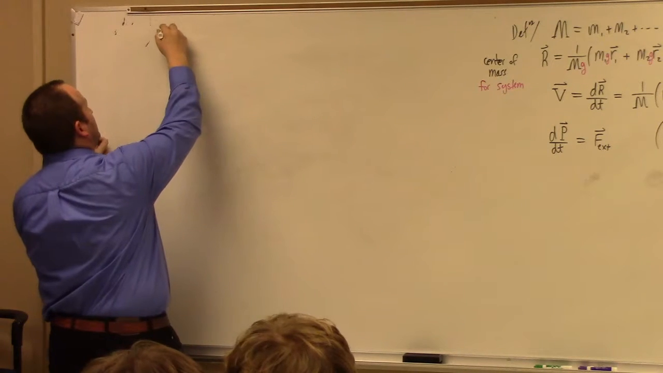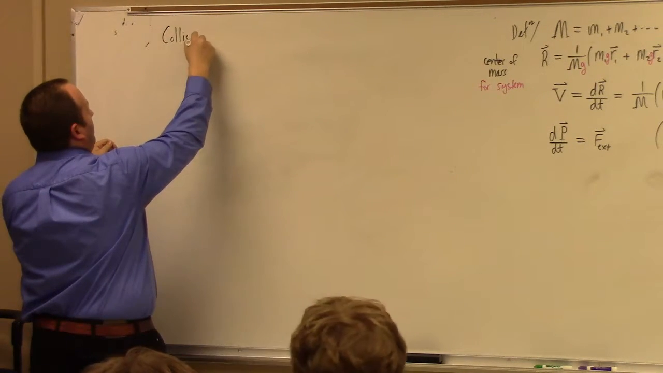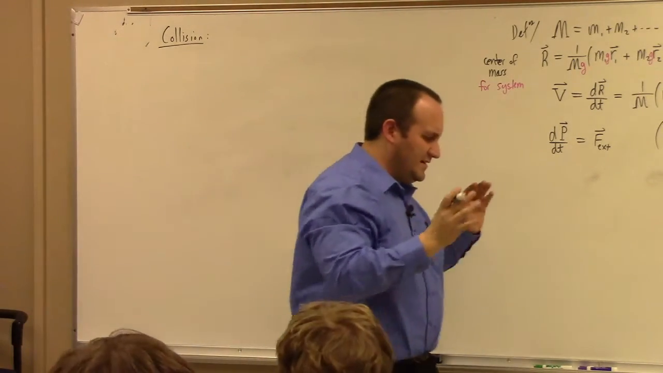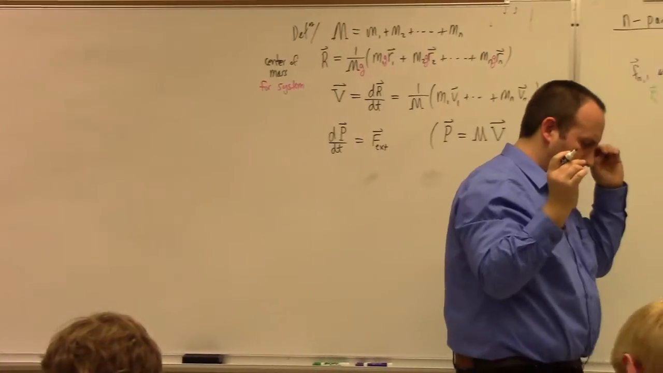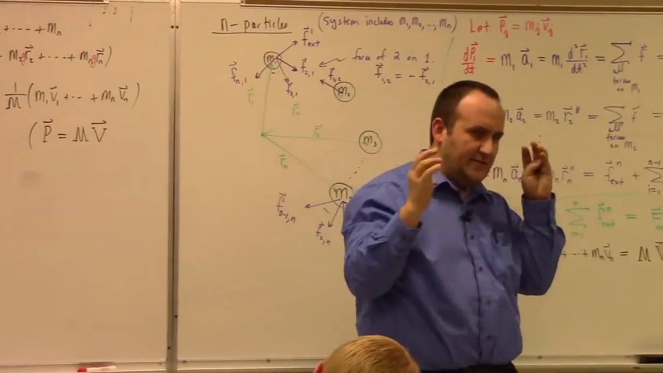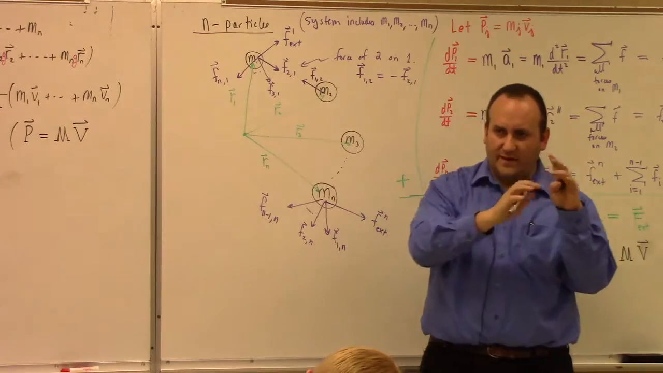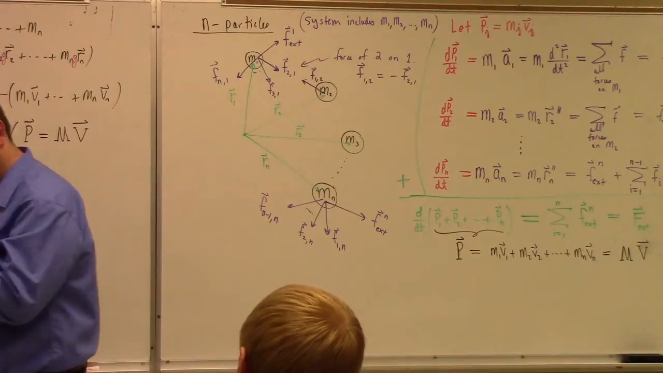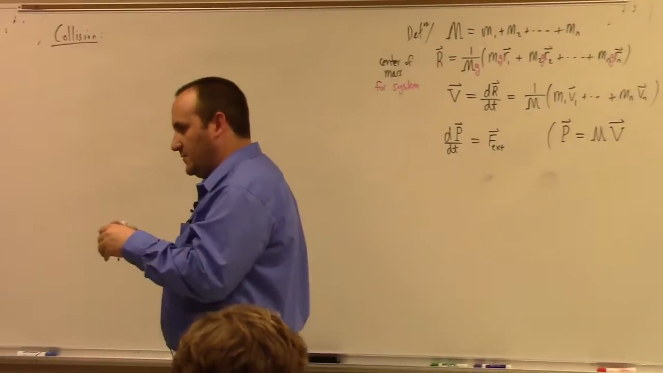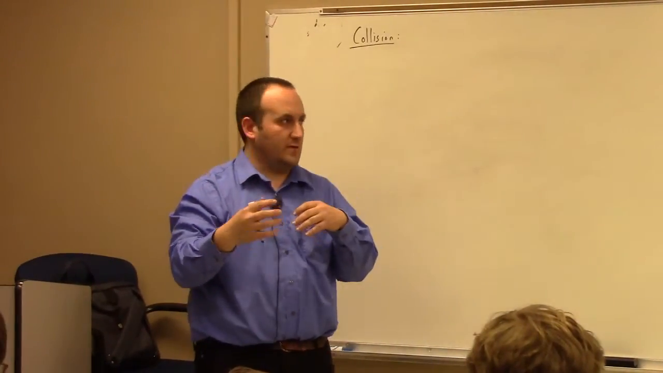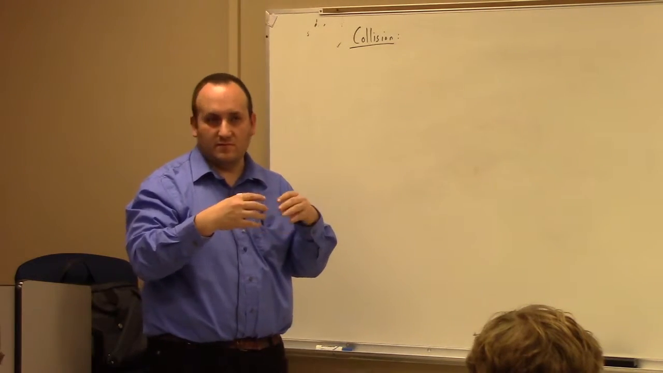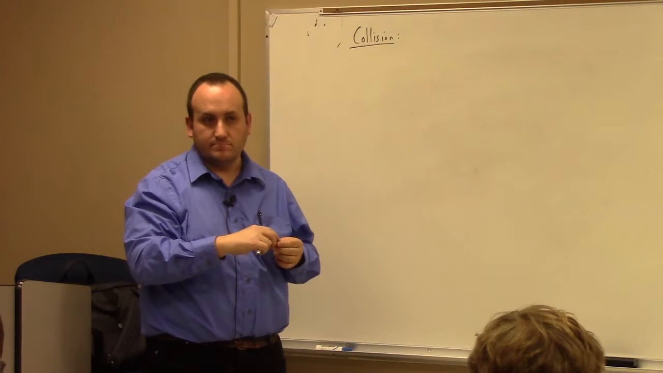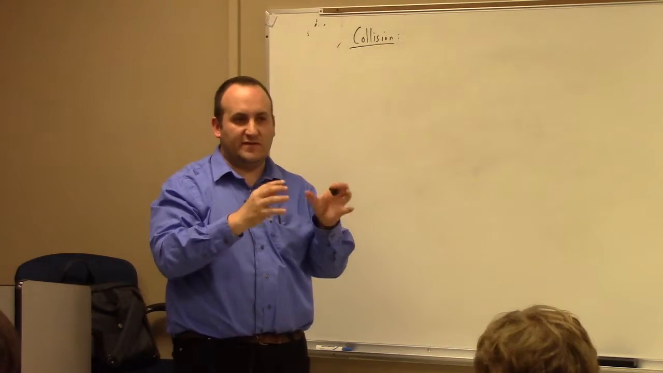A collision. What is a collision? I would say, roughly speaking, it's an interaction between several bodies, several masses, such that the time of the interaction is so short that there's not enough time during that interaction for external forces to change the momentum. So in a collision, almost by definition, momentum is conserved.